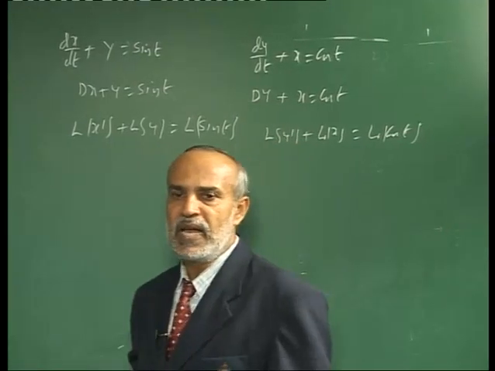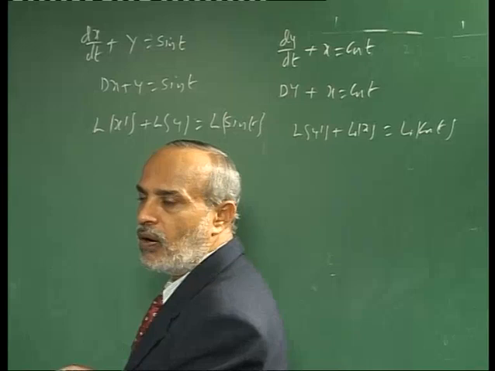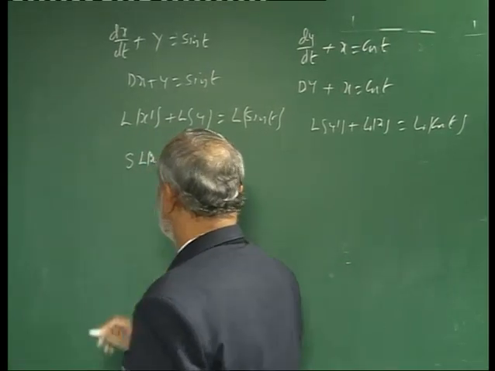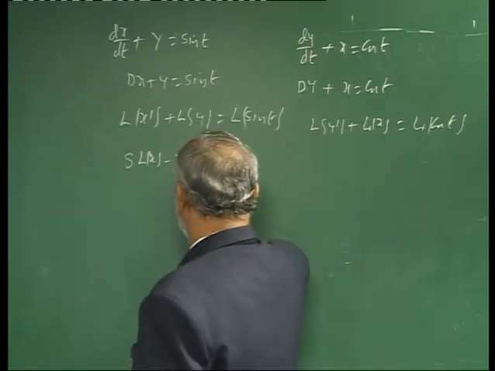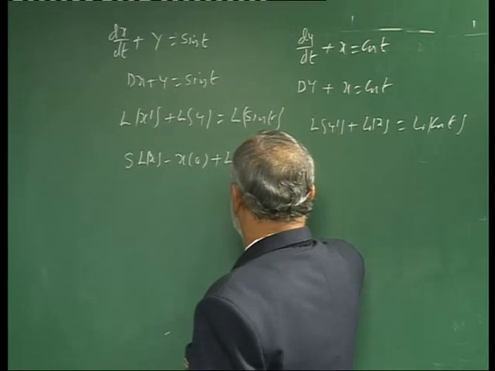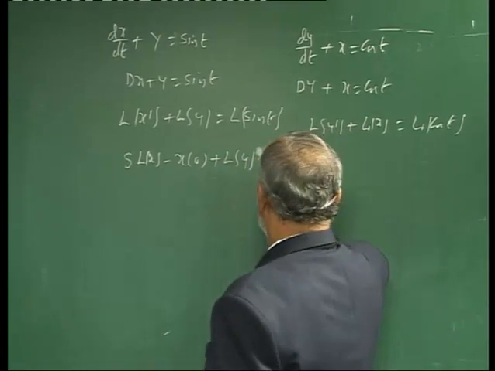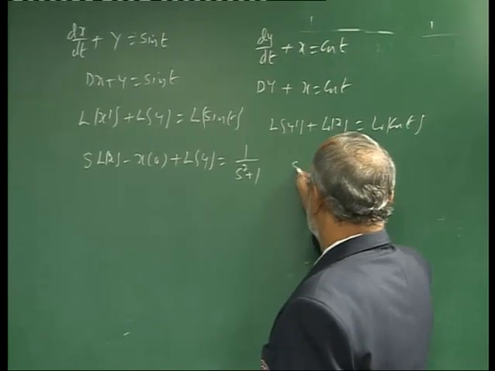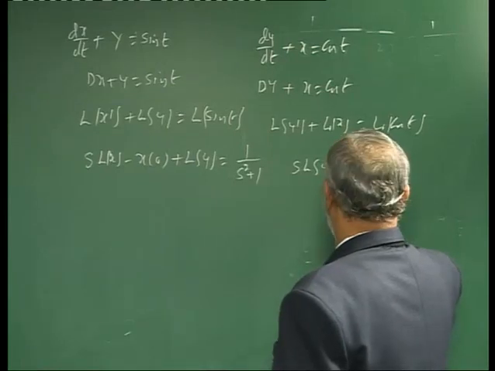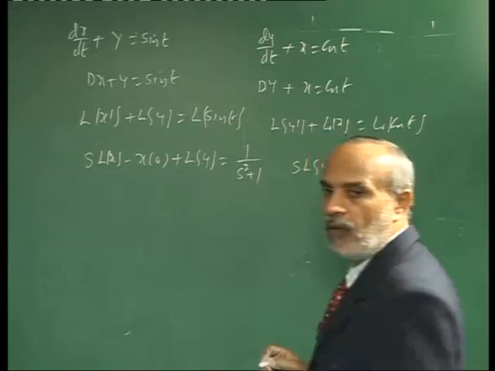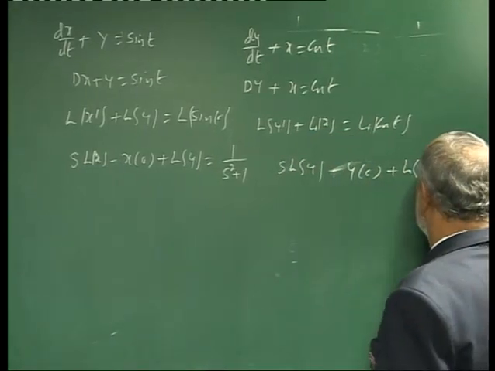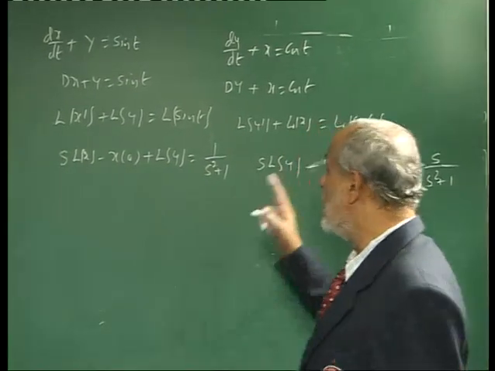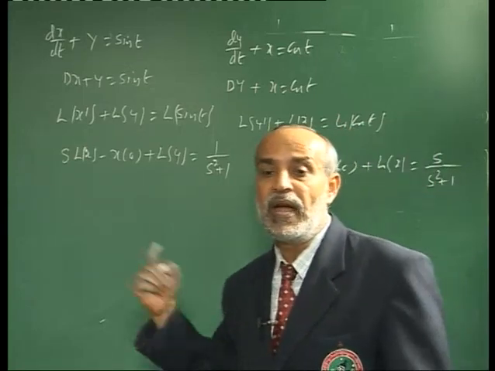Sir, you know L of x dash can be written, by using the Laplace transform derivative formula, as s into L of x minus x of 0 plus L of y is equal to L of sin t. L of sin t can be written as 1 by s squared plus 1. See here, second equation, similarly L of y dash means s into L of y minus y of 0, plus L of x is equal to L of cos t, which can be written as s divided by s squared plus 1. See here, simultaneous equations are given; you are solving, you get two equations in terms of y and x, and you have to write the answer.